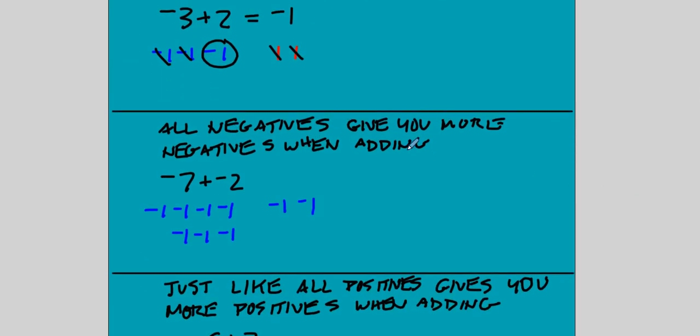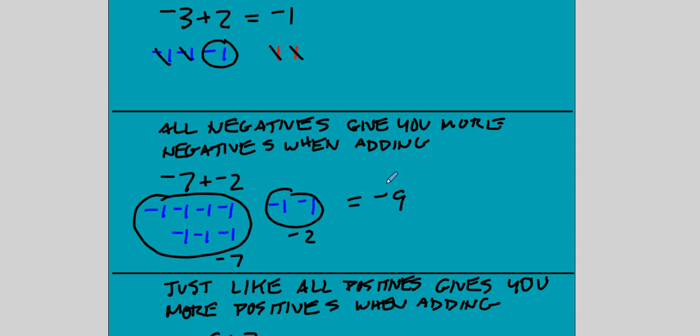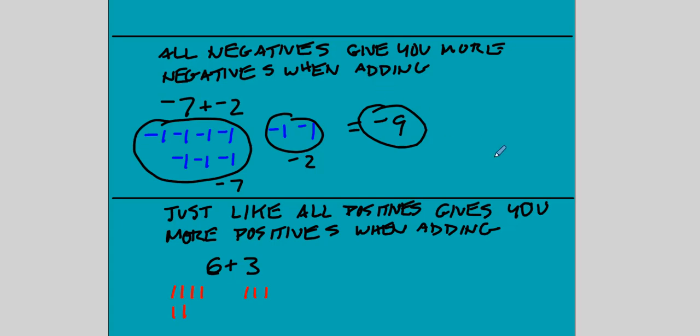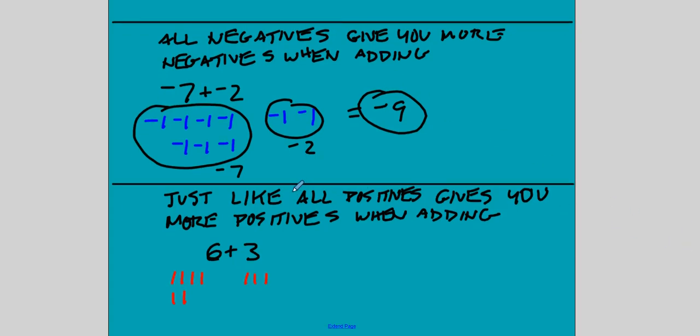All negatives give you more negatives when adding. So if I have -7 plus -2, here I have -7, and here I have -2. Well, I have a total of 9 negatives. So when you have all negatives, you get more negatives when adding, just like all positives give you more positives when adding. So if I have 6 positives here and 3 positives here, that gives me a total of 9 positives.